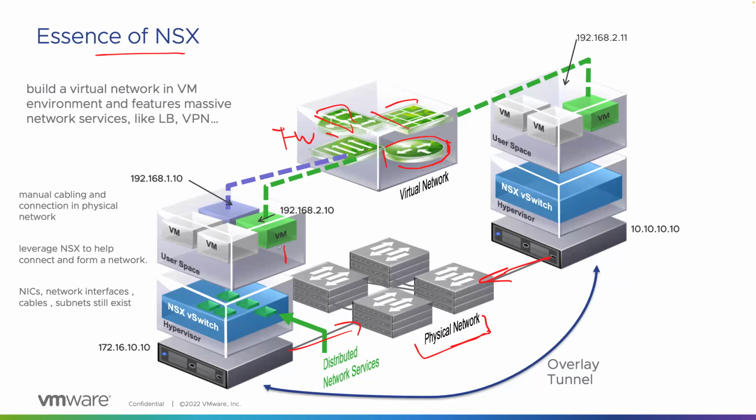For example, in this case, we have two virtual machines, a green virtual machine and another. We want them to talk with each other. By using NSX, we create a virtual cable, a virtual layer 2 switch, and another virtual cable connected to the other virtual machine, so that this virtual machine can talk to the other virtual machine by using the NSX virtual network.